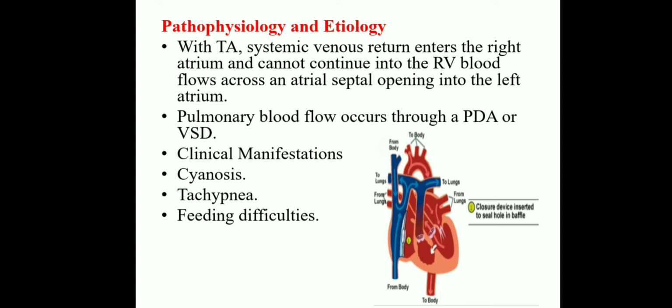What happened in this pathophysiology? In tricuspid atresia, systemic venous return enters the right atrium and cannot continue to the right ventricle. The flow goes across the ASD. So because of the atrial septal defect, the right atrial blood may enter into the left atrium. The pulmonary blood flow occurs through the patent ductus arteriosus and then the VSD. So there is mixing of the oxygenated and deoxygenated blood, and the child suffers with cyanosis. All of you clear?